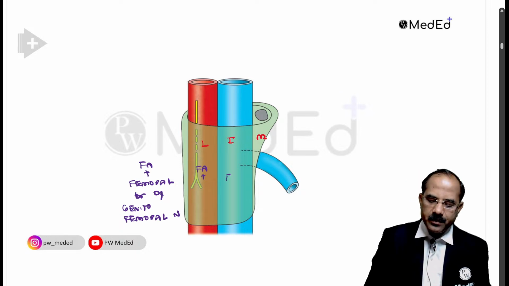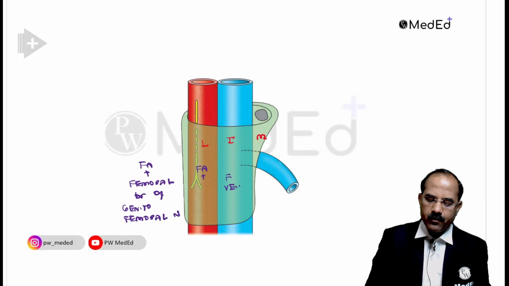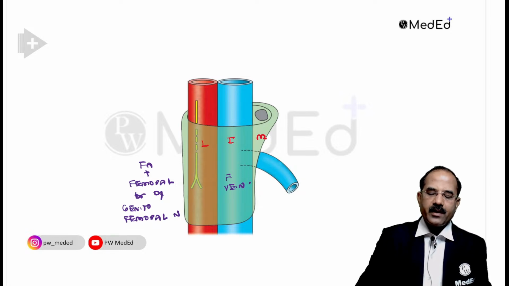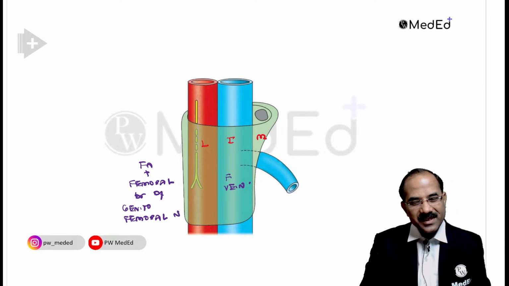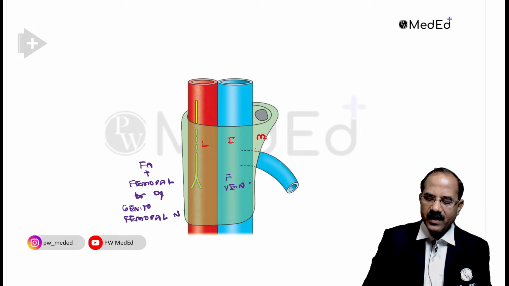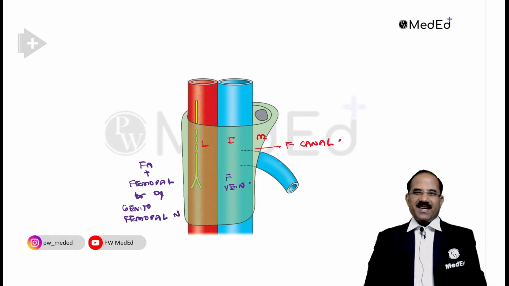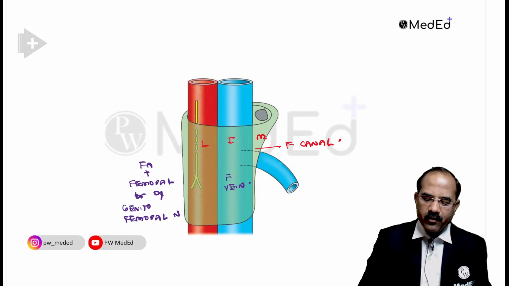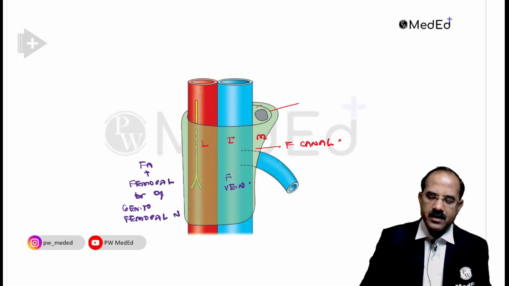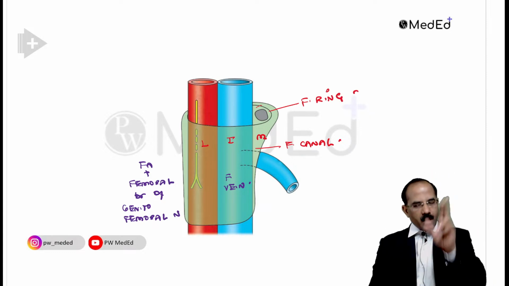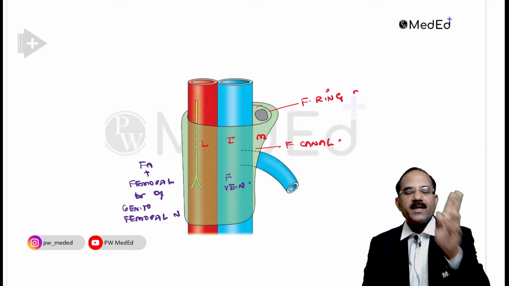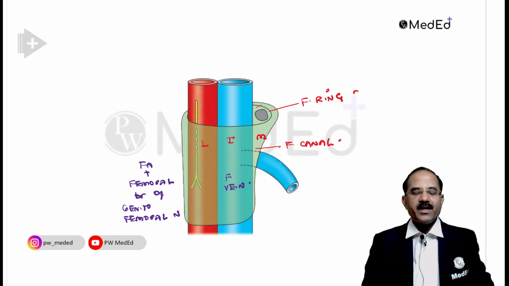Who lies in the intermediate compartment? That's the femoral vein. Intermediate compartment में क्या होता है? Femoral vein. And the medial compartment is empty. Students, what is this known as? इसे हम बोलते हैं femoral canal. Femoral canal, right? Yes, the upper part of the femoral canal. इसे क्या बोलते हैं? What is this known as? The femoral ring. The upper part of the femoral canal is known as the femoral ring. Very good, very good.